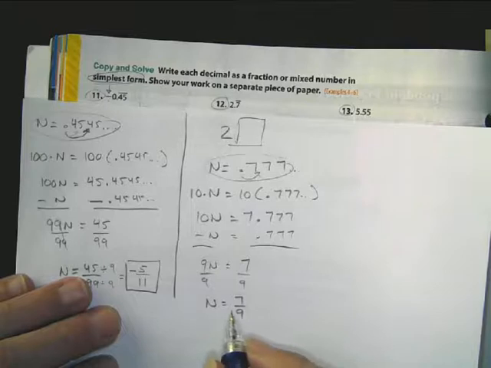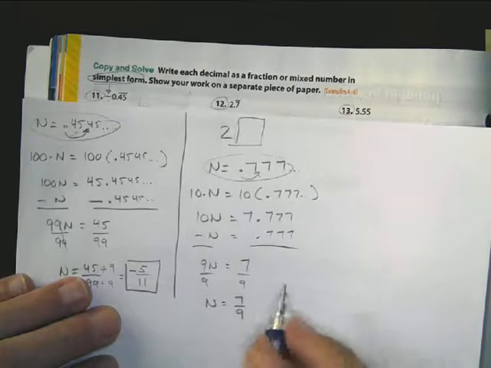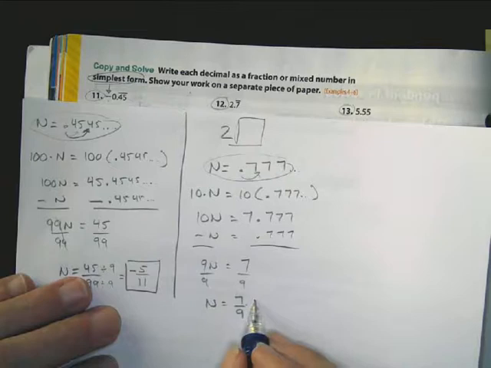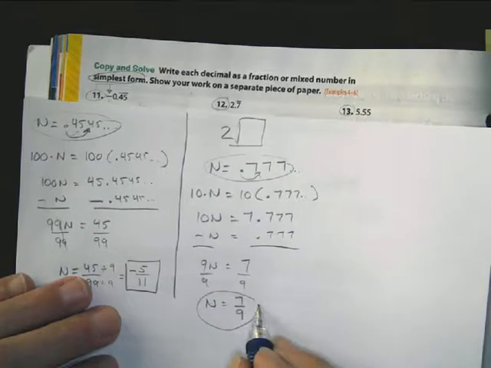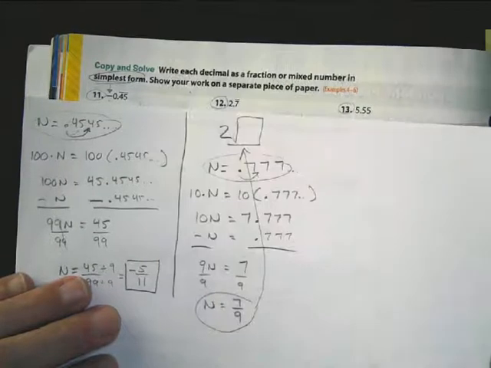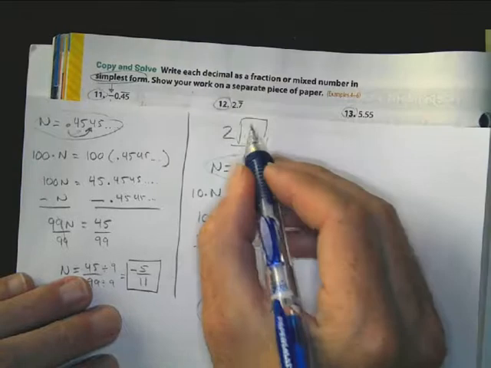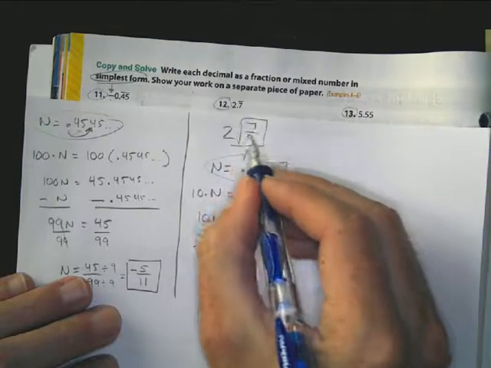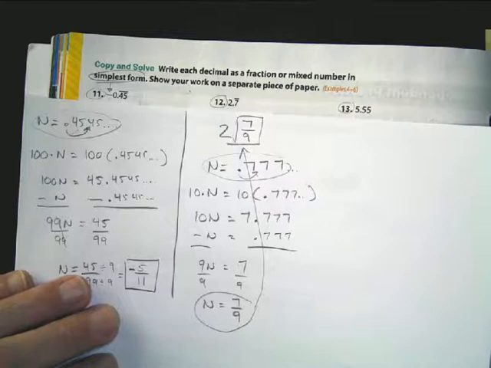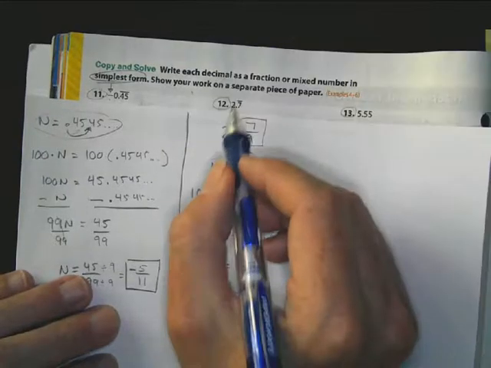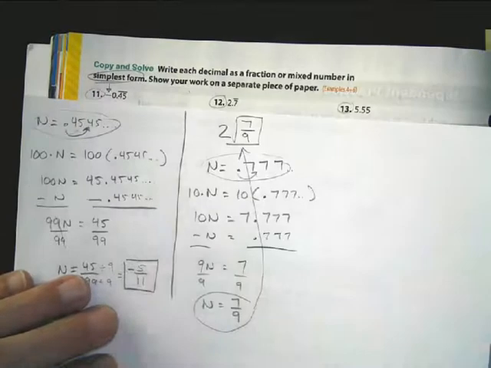Okay? So we're in pretty good shape there. n equals 7/9. But remember, this is just the fraction part. I still have the whole number. So I'll plug that back into my initial 2 and 7/9. So my answer becomes 2 and 7/9. So that's what I did there. I took the whole number out of the problem and just worked with the decimal point by itself.